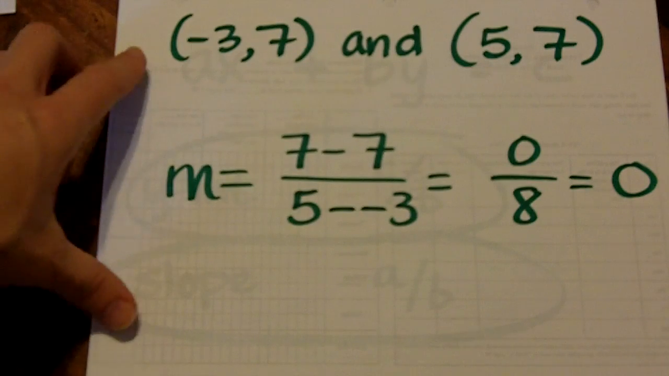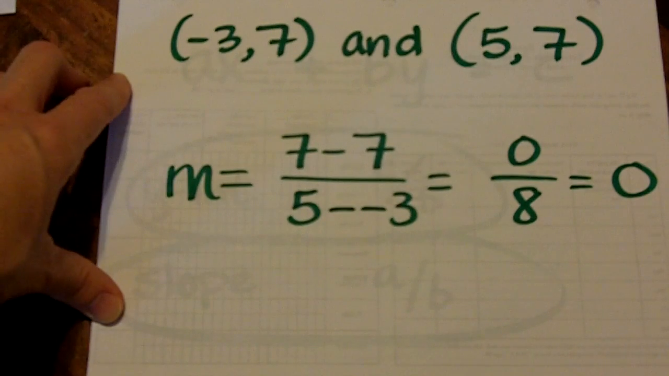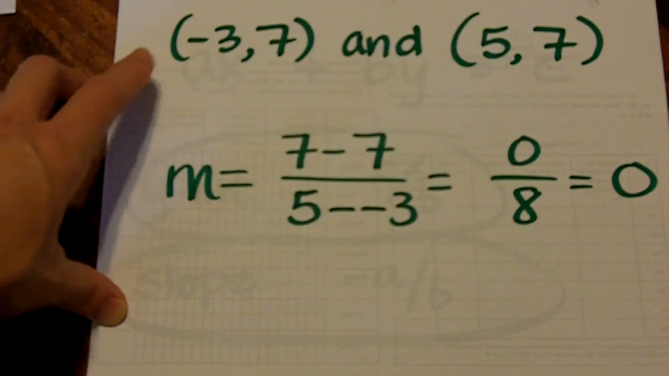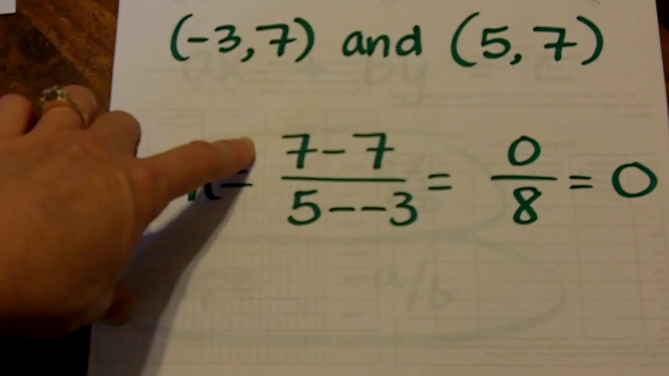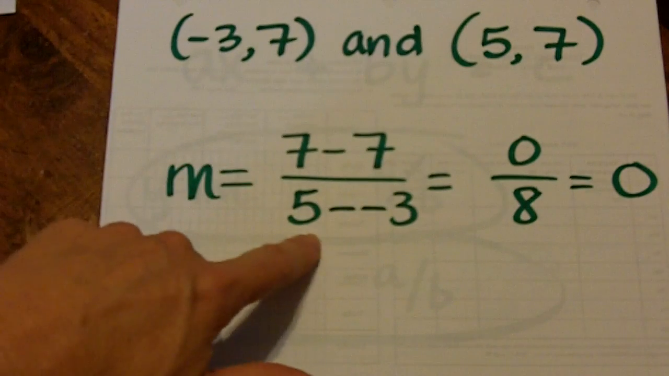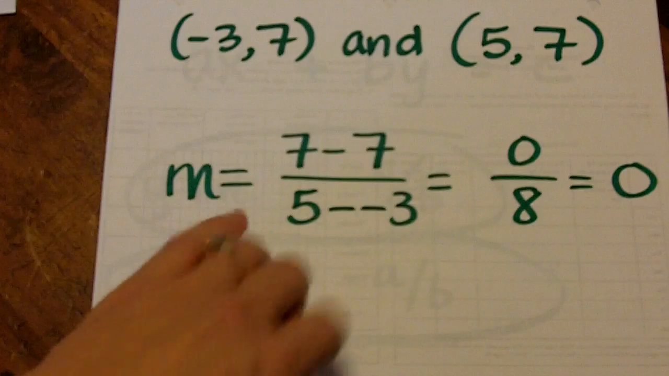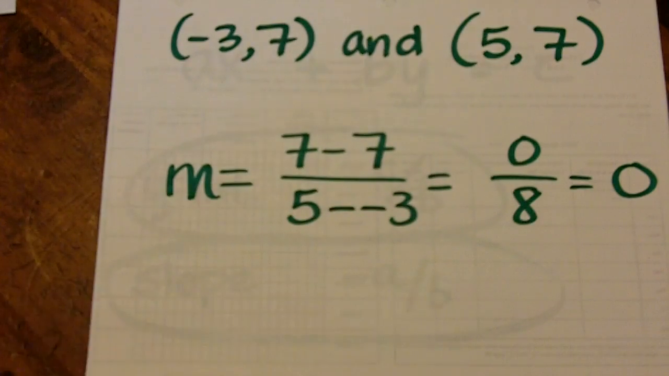If we had these 2 points, (-3, 7) and (5, 7), and we plugged them into the formula, we would get 7 minus 7 on the top, and 5 minus a negative 3 on the bottom. We'd get 0 on top, 8 on the bottom, and 0 would be our slope.